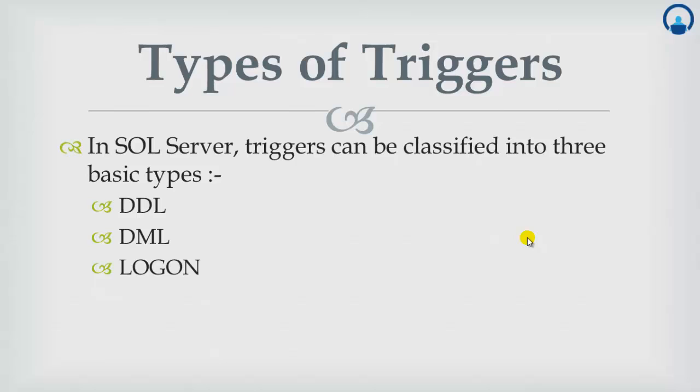We come to types of triggers. In SQL Server, triggers can be classified into three basic types. They are DDL triggers, DML triggers, and logon triggers. The DDL and DML triggers can be either nested or recursive.